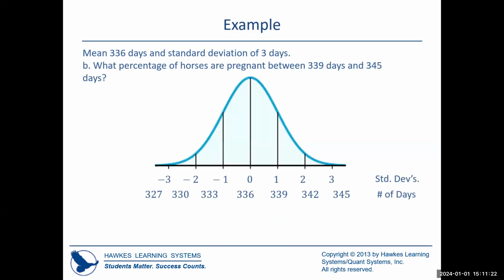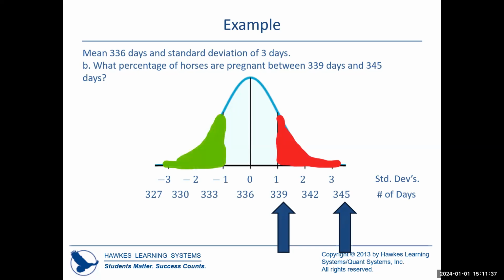Part B wants to know what percentage of horses are pregnant between 339 days and 345. Okay, so that looks like between 1 and 3 standard deviations only. So that is the area that I am looking at. By symmetry, we also have the area in green. There are 2 of them. Now, what you should notice is that there's an area that is not shaded. That's that middle area. So what I'm going to do is take the entire curve, which is 100%, and remove 68. That leaves me with 32%. We are going to take that 32 and divide it by 2. That only gives me 16%.